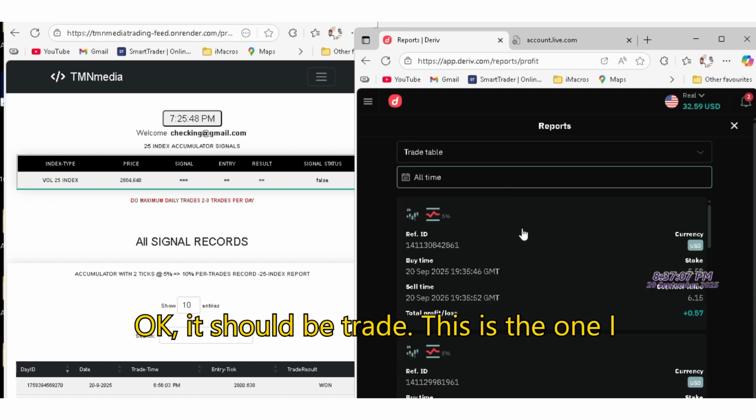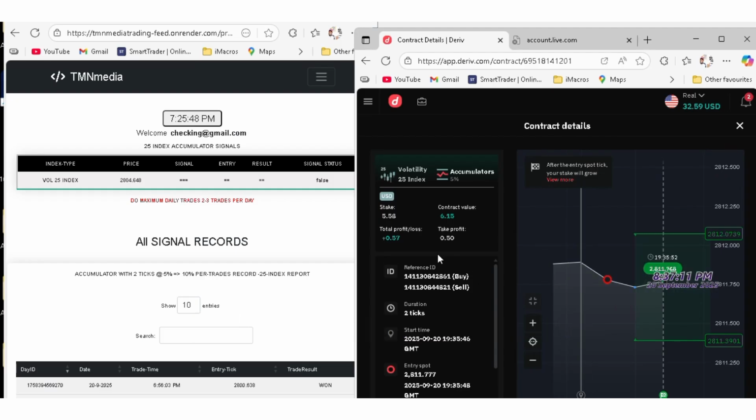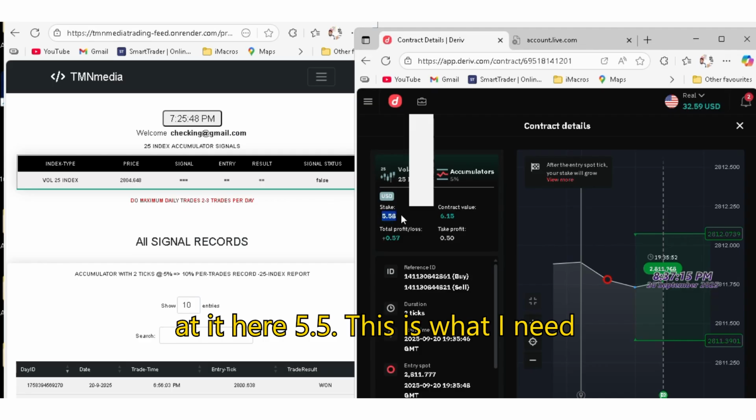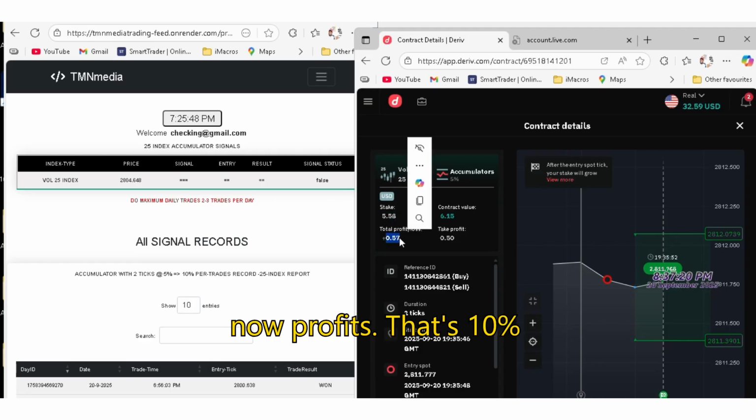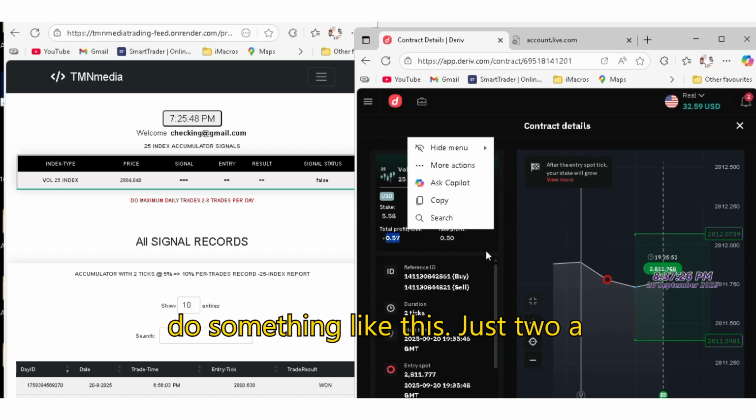Okay, it should be trade. This is the one I just did right now, right? Can you see? I placed 5 dots. Look at it here, 5.5. This is what I made now. Profit. That's 10%. Now, what I'm going to teach you is to do something like this, just 2 a day.